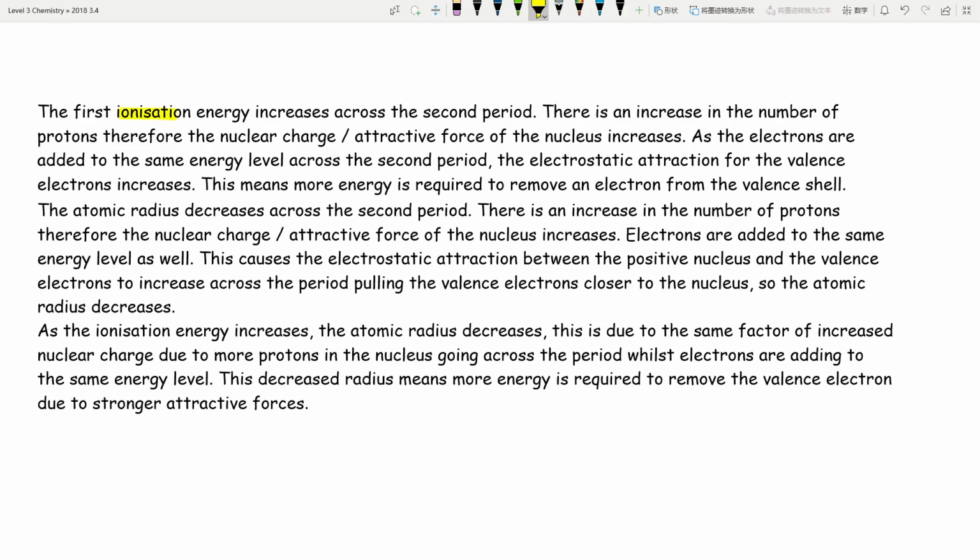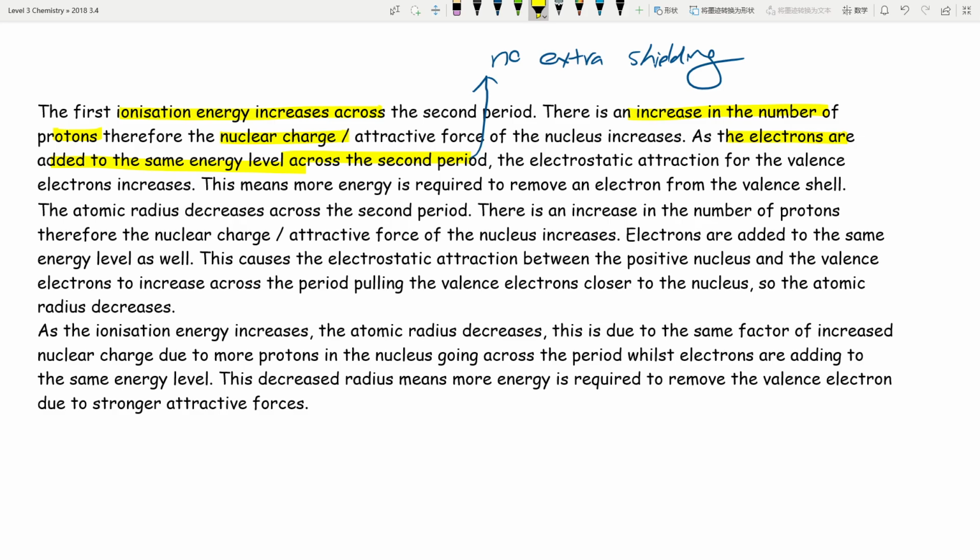So as you can see, first ionization increases because there's an increase in the number of protons, therefore more nuclear charge, and this is an important phrase: electrons are added in the same energy level, there's no extra shielding. So the valence electrons are experiencing the same amount of shielding effect.